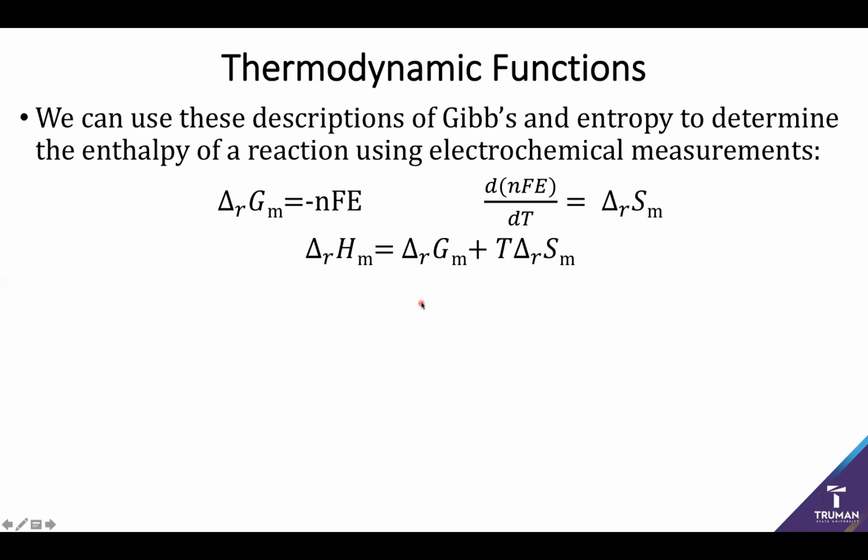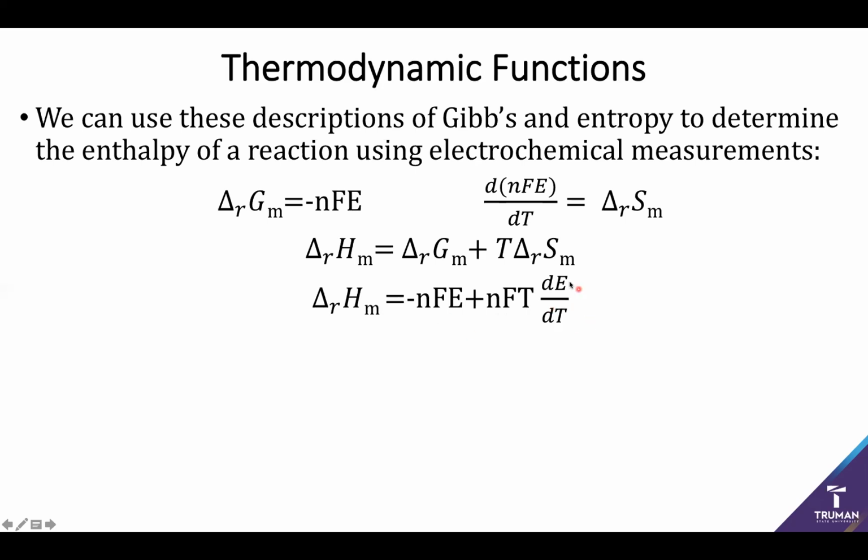So from here, we can use our basic definition of the enthalpy of reaction simply as the Gibbs of reaction plus the entropy of reaction times the temperature. So when we do this, we can then substitute in our two expressions: again, negative nFE for Gibbs and nF times the temperature dependence of the potential for our entropy of reaction.